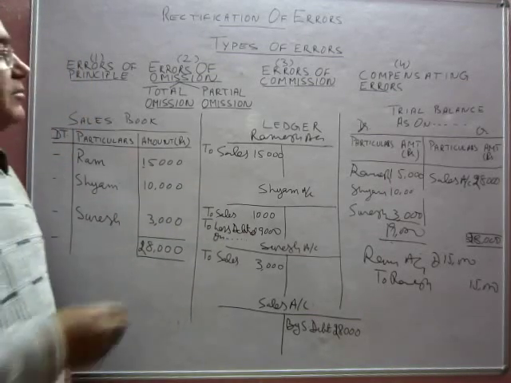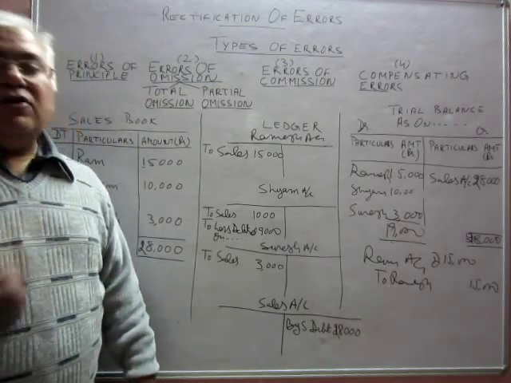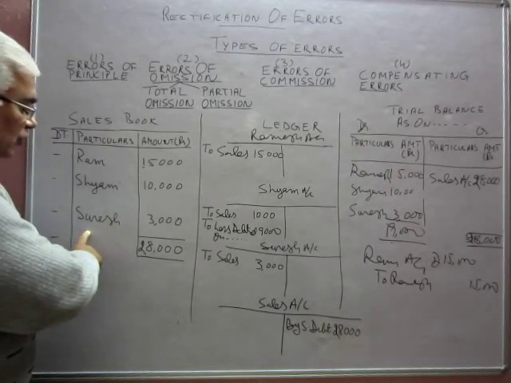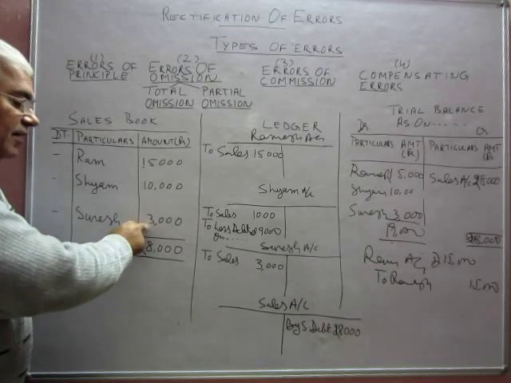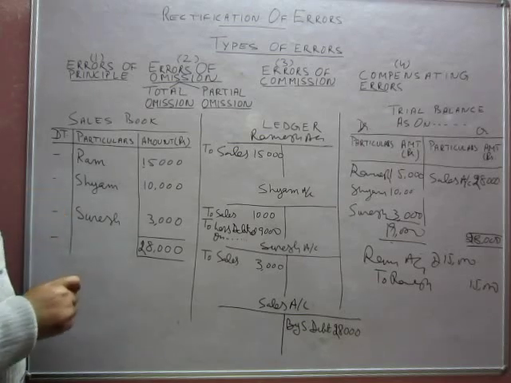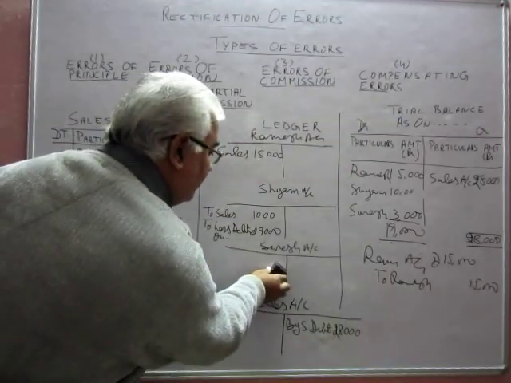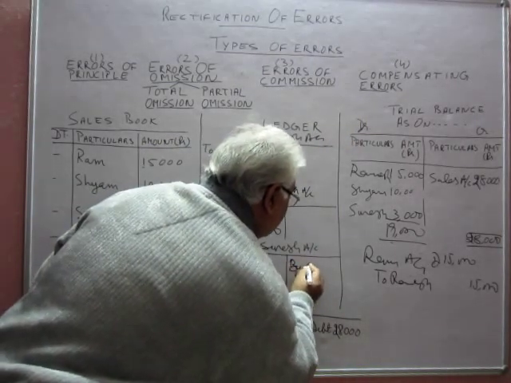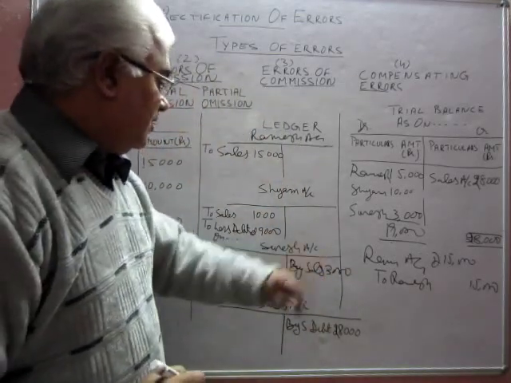Another kind of error of commission could be that we do the posting on the wrong side of the right account. For example, we sell goods to Suresh for 3,000. Now this fellow should be debited, but instead of debiting him, if we credit him, it can happen like this. Instead of debiting him, we credit him by sales account 3,000. Now what will happen?